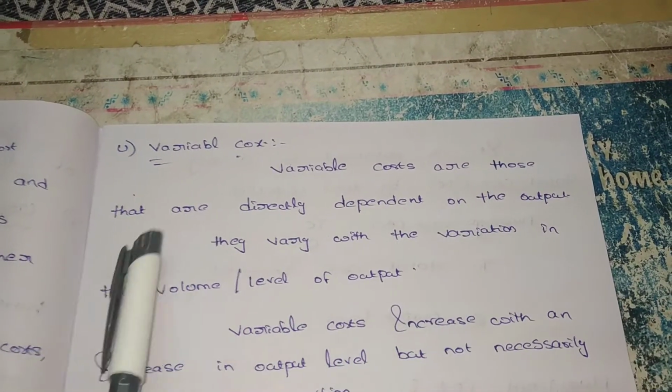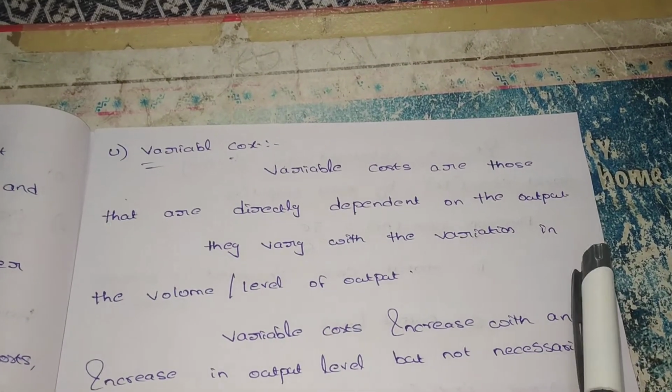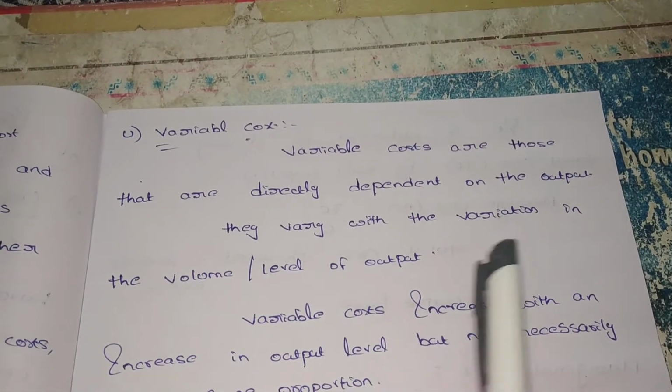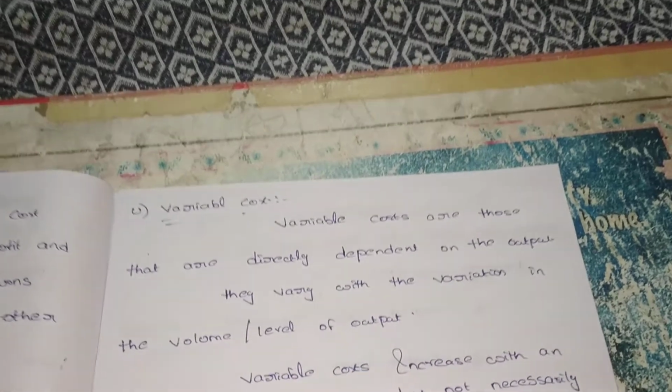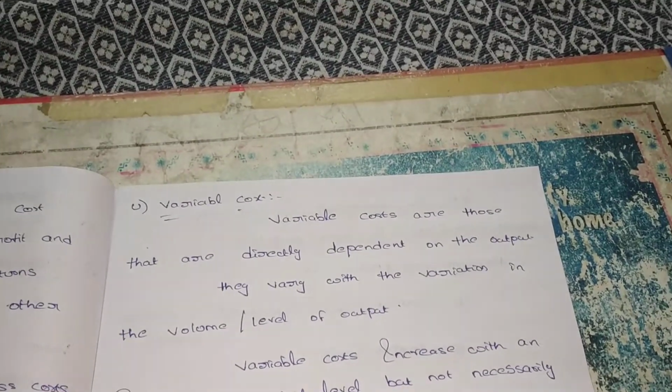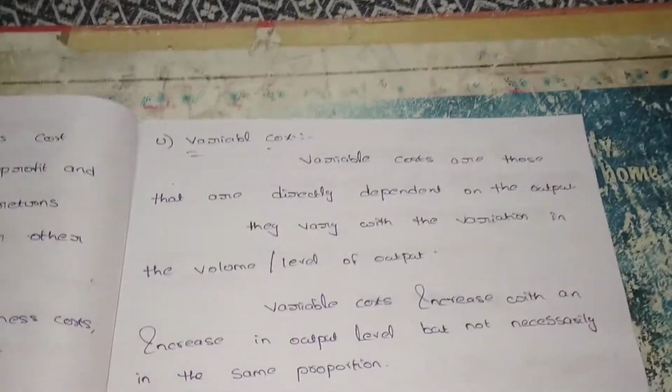Variable costs are those that are directly dependent on the output. They vary with the variation in the level of output. When there is a change in inputs, the output also changes. But in fixed cost, when there is a change in output, there is no change in fixed cost.